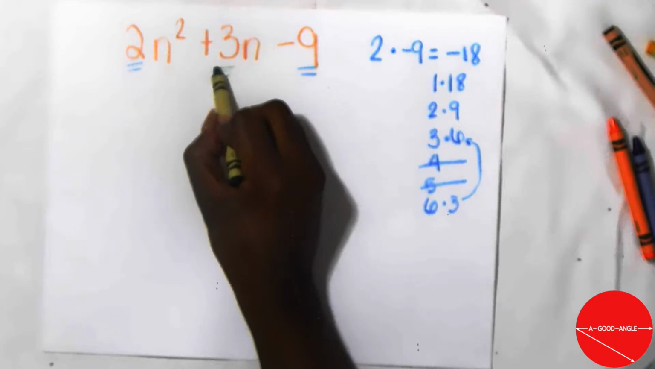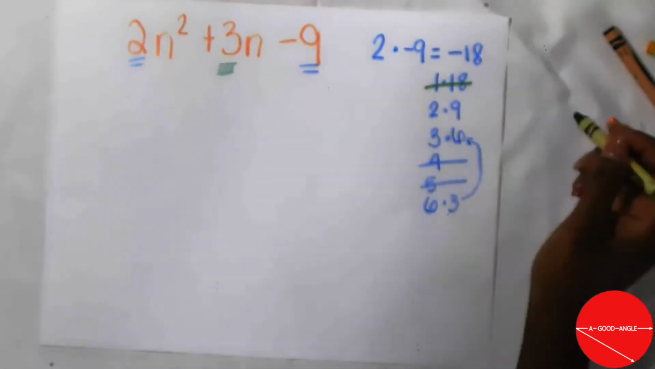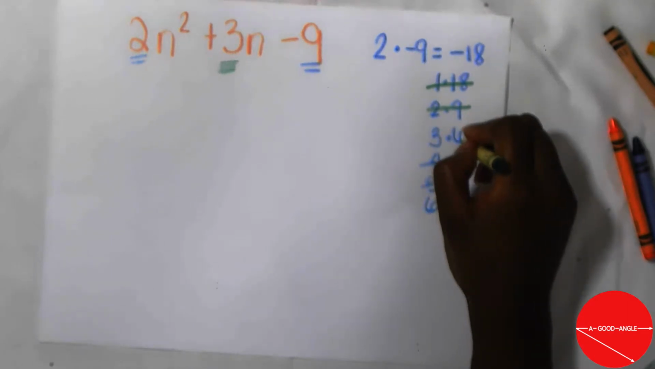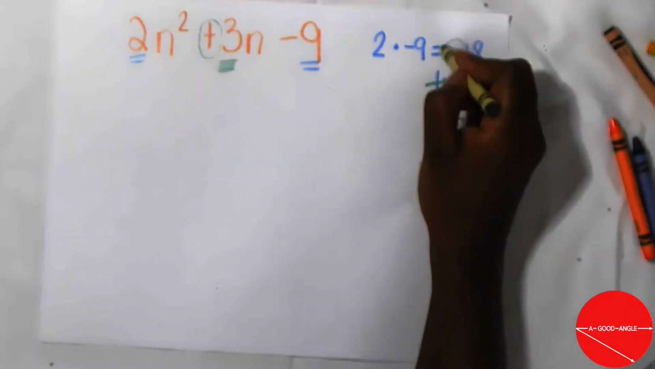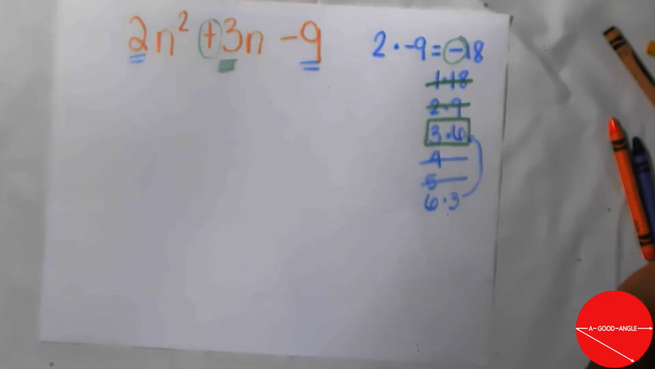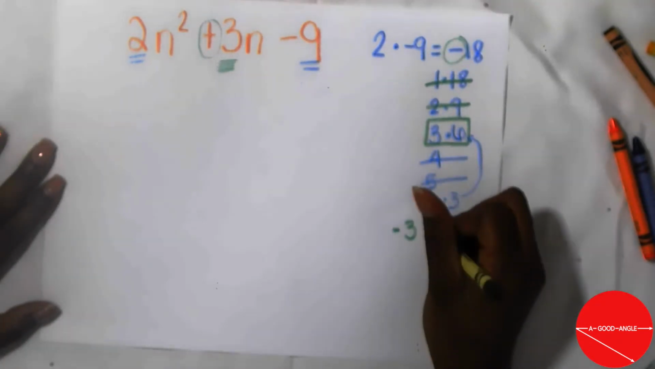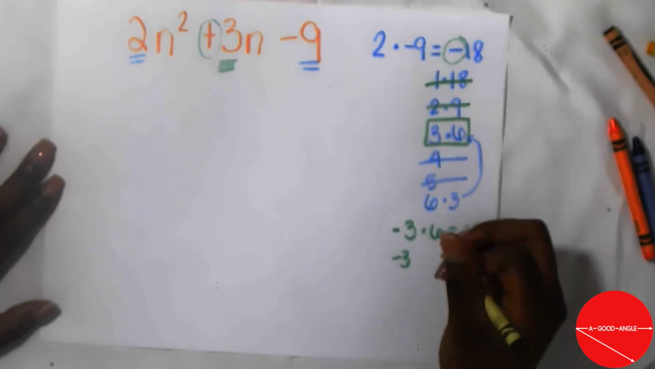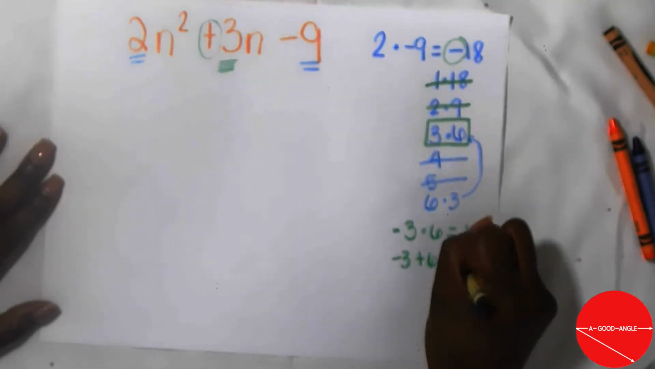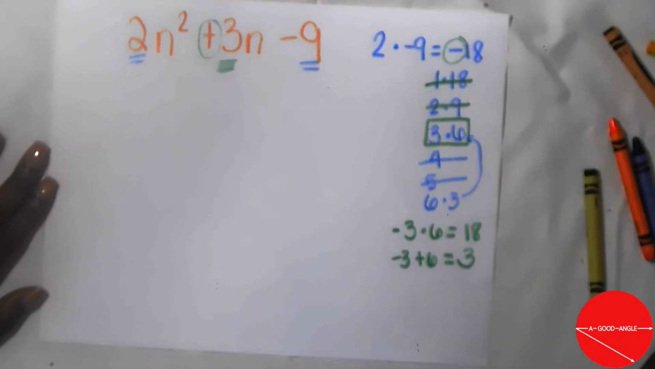And find which one's going to give me a positive 3. Not 1 and 18, not 2 and 9, but 3 and 6. If I said 6 minus 3, it would give me a plus 3 when I subtracted them, and a negative 18 when I multiplied negative 3 times positive 6. Negative 3 plus positive 6. That's my magic combo.